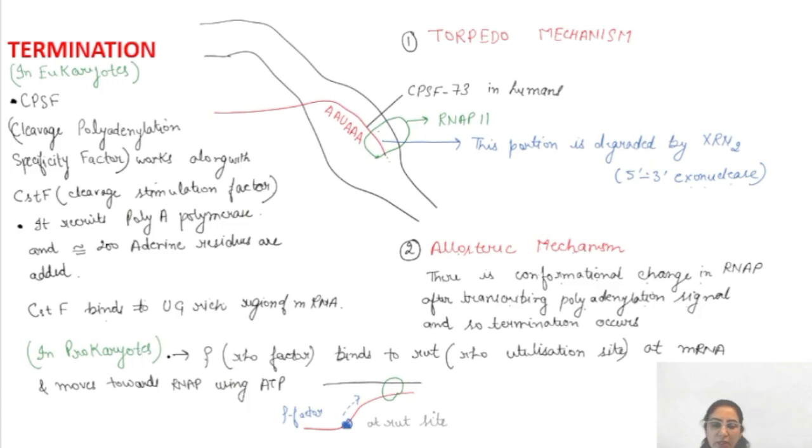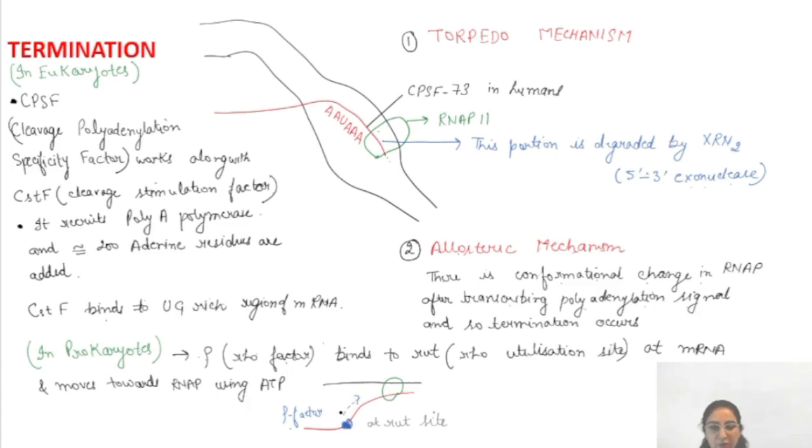In prokaryotes, termination occurs mainly with the help of Rho factor. See, this is our DNA template. This is the RNA polymerase enzyme that is transcribing the RNA molecule like this. This is the 5' end on this side, and here is the 3' end. So rho factor comes and binds to the RUT site, that is rho utilization site. This site is away from the terminator.